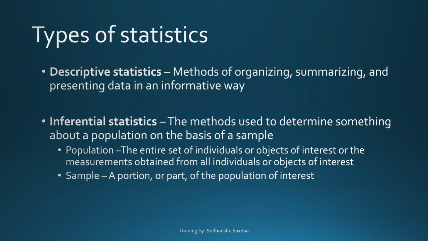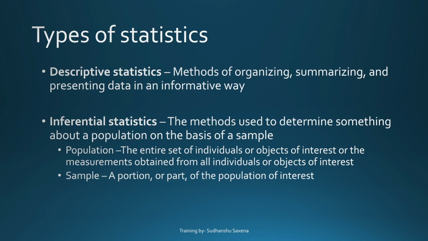Now, descriptive statistics is a subset of statistics, defined as a method of organizing, summarizing, and presenting data in an informative way. However, inferential statistics talks about something in terms of population and sample. Some part of inferential statistics is also being used in machine learning, so that's why we have to understand inferential statistics as well. Now, what is population and what is sample? That is something we need to understand.